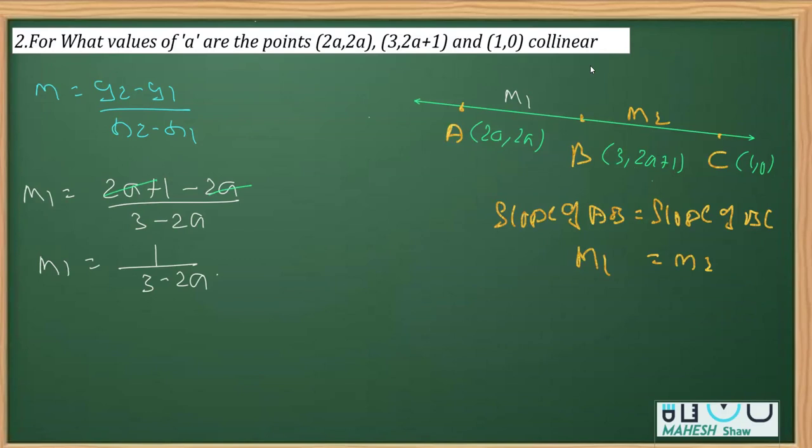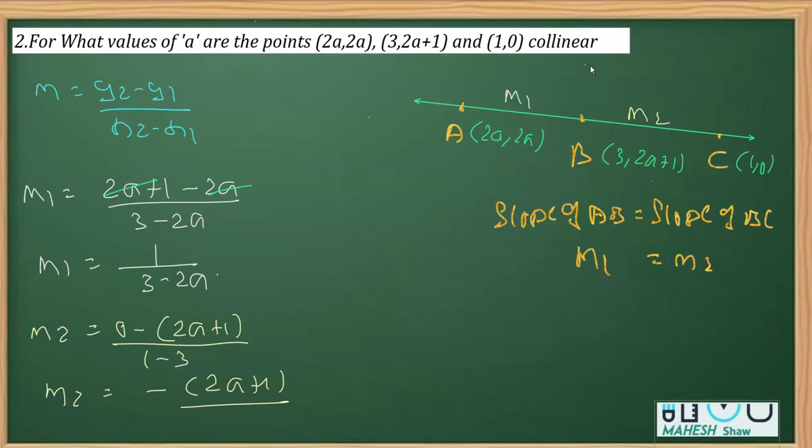Next, I'm going to get the slope M2 using the same formula. M2 is equal to Y2, 0, minus Y1. 0 minus any number is minus of that number, so it's 0 minus 2A plus 1, or I can write it as minus of 2A plus 1, over X2 minus X1, so it is 1 minus 3, which is minus 2. So we got M2 with the minus outside, and this minus cancels here. So we got this slope.